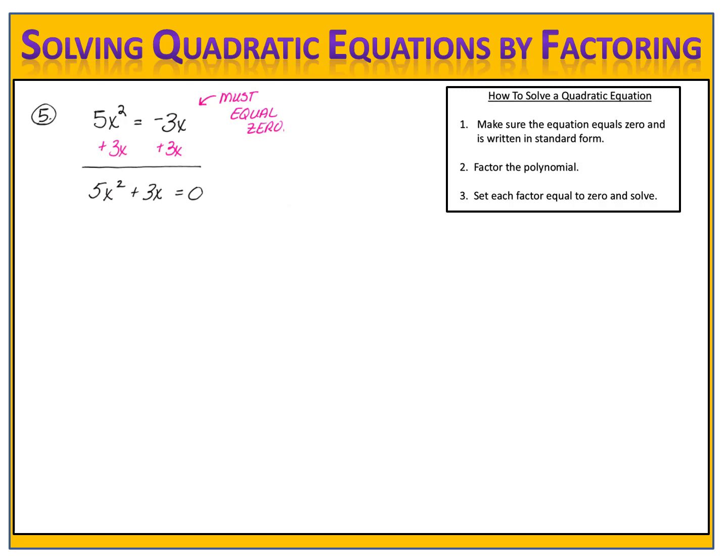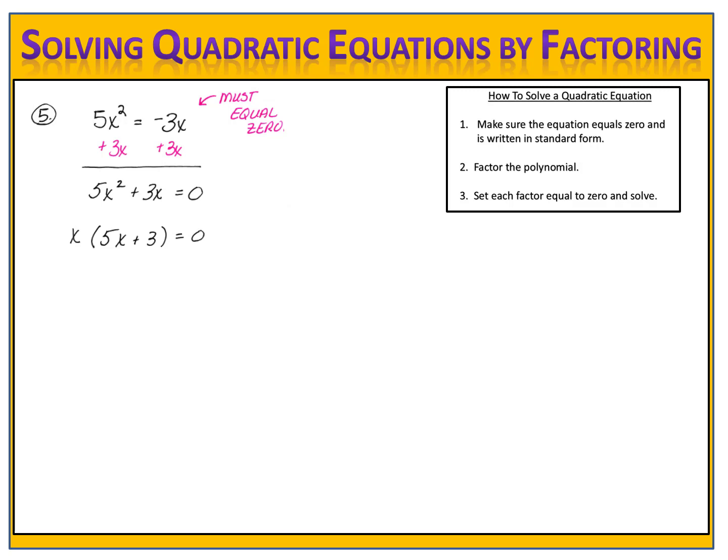Now that we have our polynomial in standard form on the left and our equation equals 0, we can begin the process of factoring. But this time I don't have a trinomial. This time I simply have a binomial, which has a greatest common factor. That greatest common factor is x. So my factored form of the equation is x times (5x plus 3) equals 0.